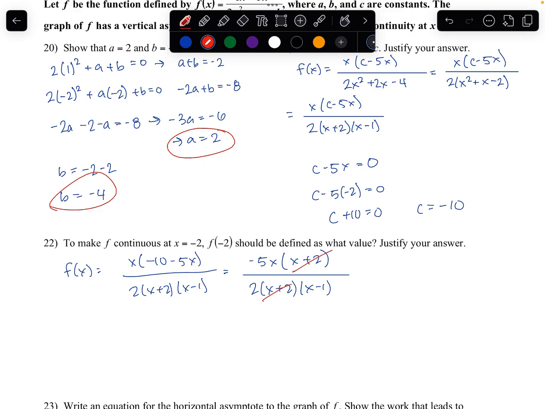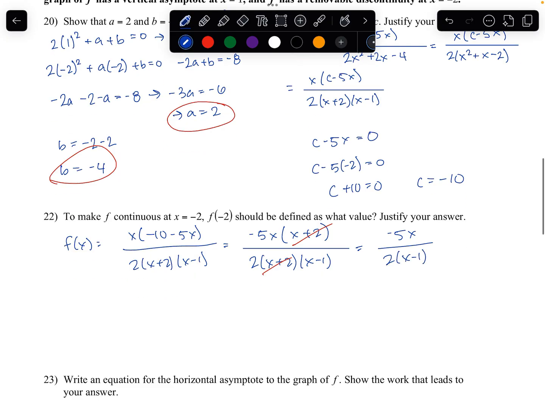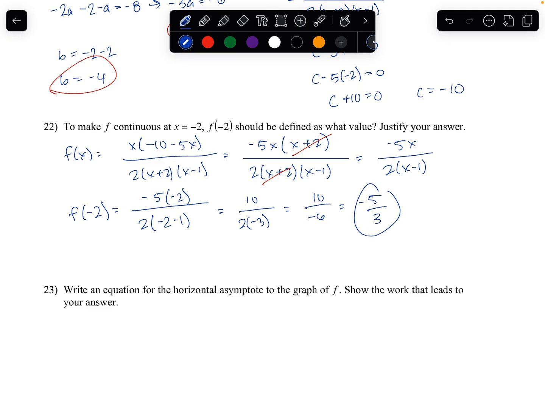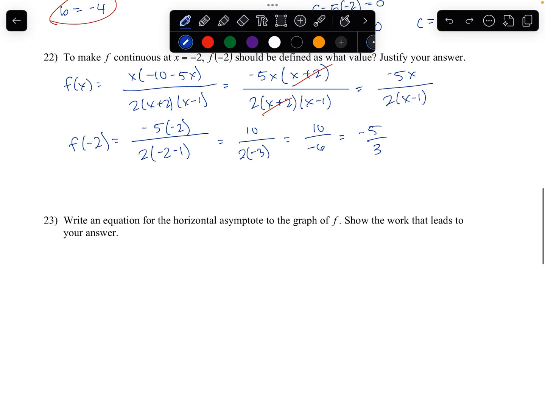Now those can cancel. And then that's going to be equal to negative 5x over 2 times x minus 1. Now I can plug in negative 2. So f of negative 2 will be equal to negative 5 times negative 2 over 2 times negative 2 minus 1. So it's going to be equal to 10 over 2 times negative 3, which is going to be 10 over negative 6, which is going to be equal to negative 5/3. So that's what it would have to be right there. So f of negative 2 would have to be equal to negative 5/3 for f to be continuous.